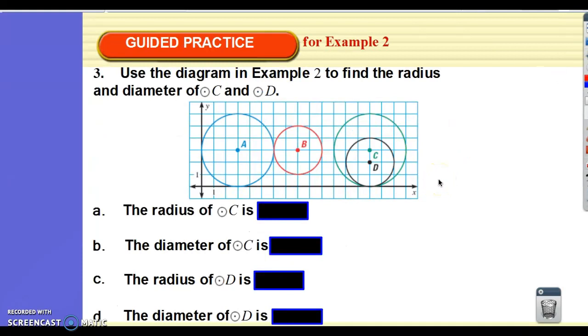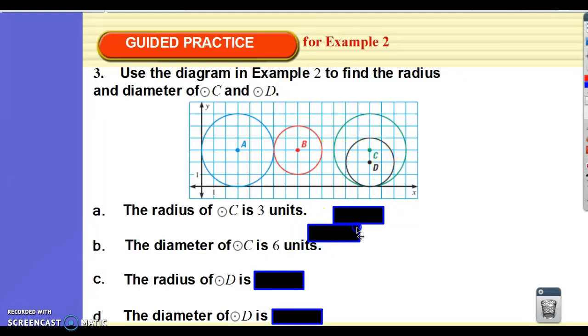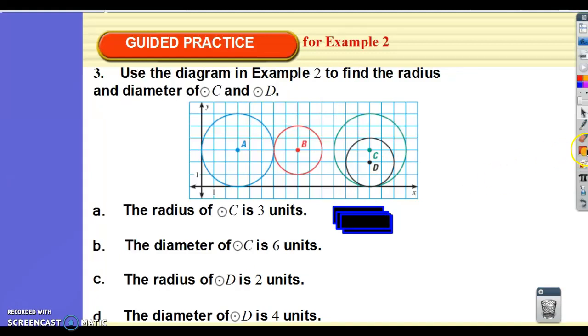Use the diagram in example 2 to find the radius and diameter of circle C and circle D. The radius of circle C is, take a second to try this one out. Good. The radius of circle C is 1, 2, 3 units. The diameter of C, if the radius is 3, the diameter is twice that, it is 6. Now try the radius and diameter of circle D. You should have gotten that the radius of circle D is 1, 2 units, making the diameter 4 units, twice the radius.